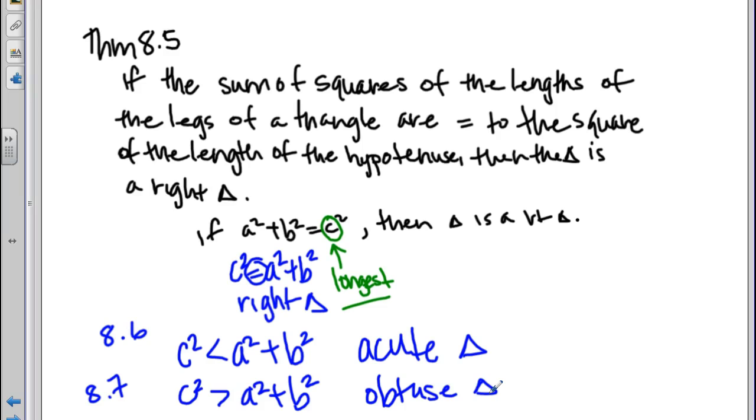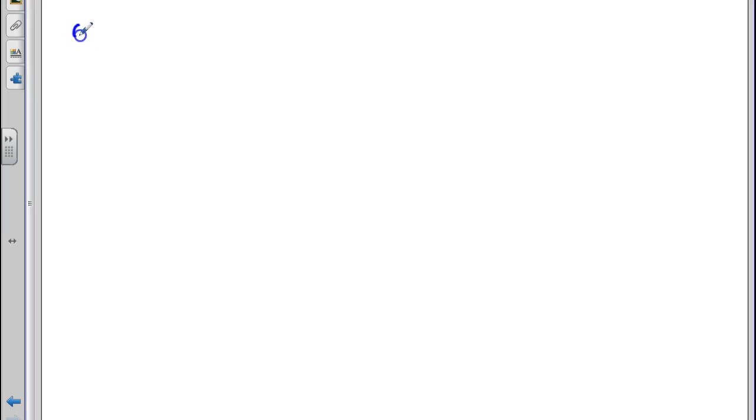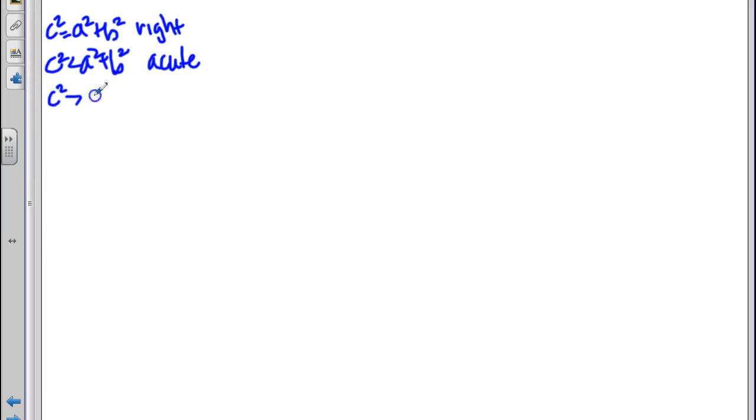All right, so let's try one, maybe a couple, and then we'll wrap it up from there. All right. So remember, if it's c squared equals a squared plus b squared, right triangle. If the hypotenuse is smaller than the sum of the sides, acute triangle. If the hypotenuse is larger than the sum of the legs, then it's obtuse. All right, so I'm going to keep those little notes right there. And let me give you some side lengths.